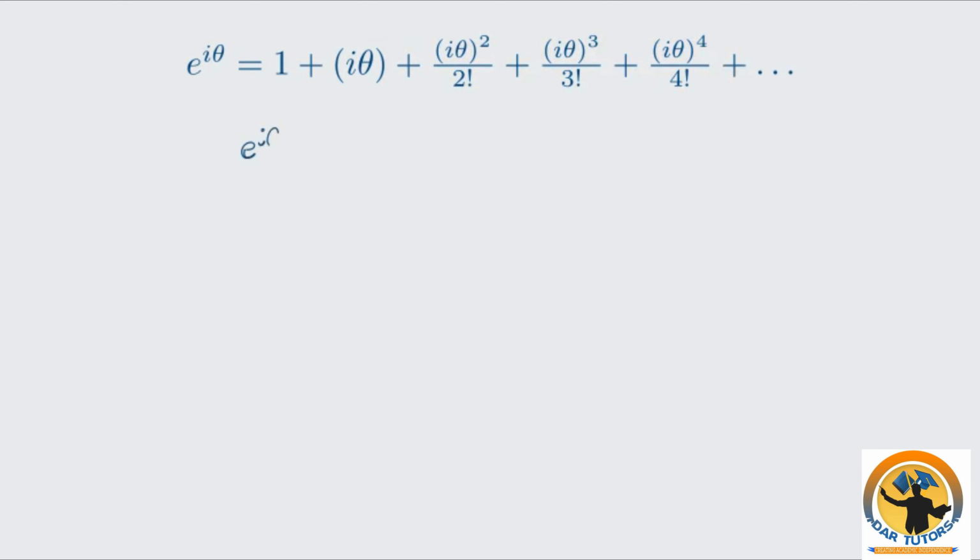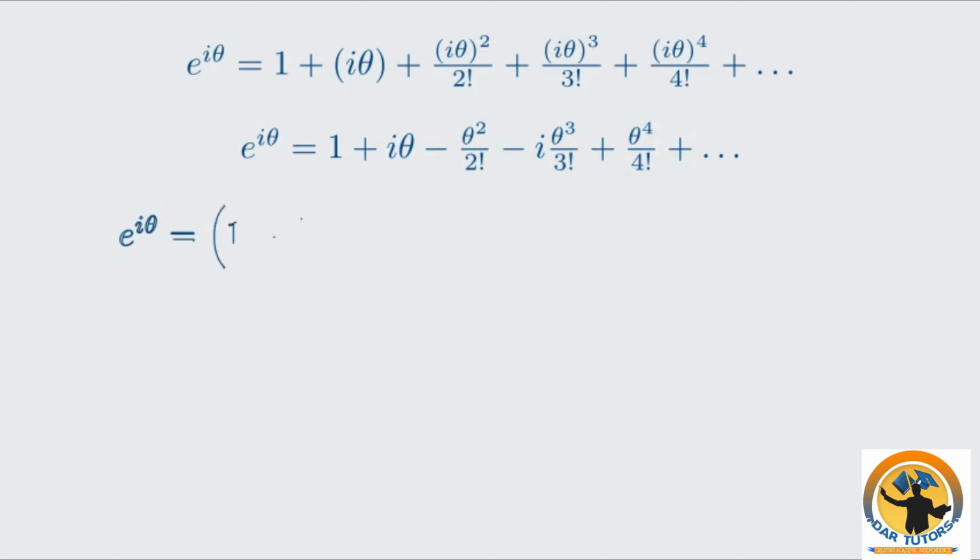The series becomes 1 plus i theta minus theta squared over 2 factorial minus i theta cubed over 3 factorial plus theta to the 4th over 4 factorial, and so on. Finally, we separate the real and imaginary parts of the series.